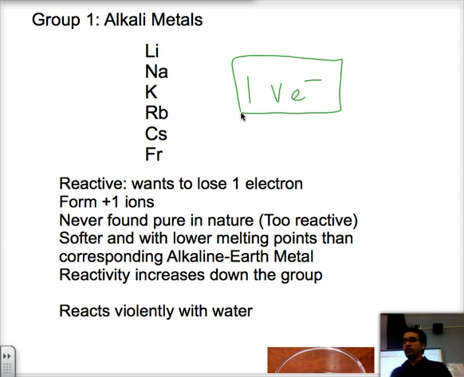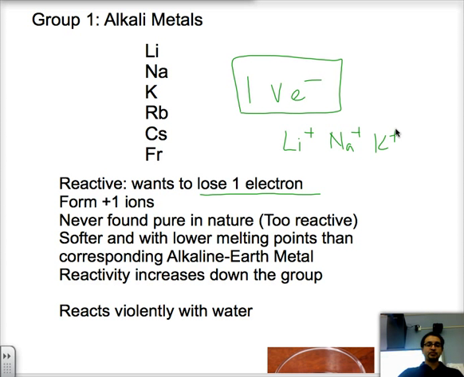They will want to lose one electron and form the +1 ions. So we will see that lithium will become lithium plus, sodium will become sodium plus, and potassium will become potassium plus as well, because they can lose one electron.